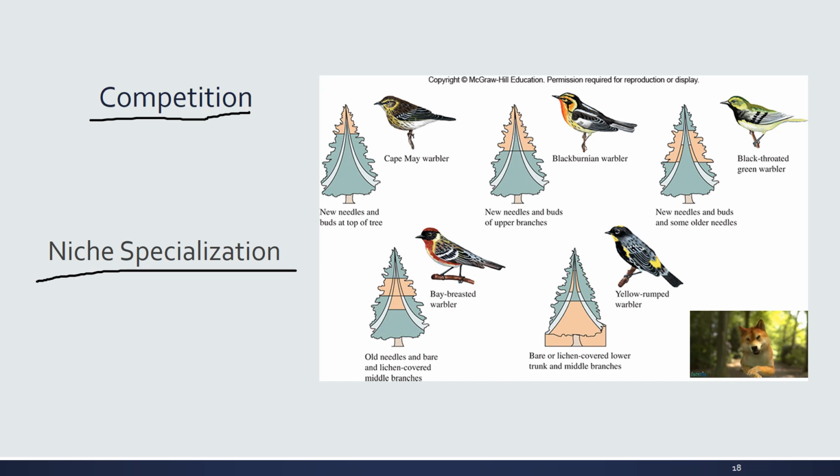So this is an example of 5 what are called warblers that all came from a common ancestor, and after tens of thousands of years of coexisting, it broke up into 5 different subpopulations or species that each live in different parts of the tree or eat different foods, so they're not in direct competition with each other. And that's neat. And this is typically what an ecosystem is made of.